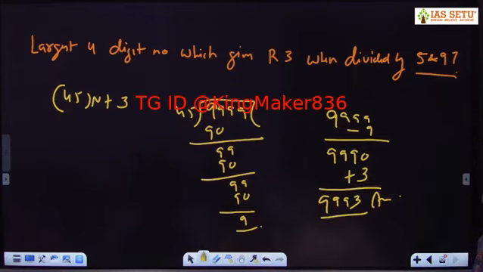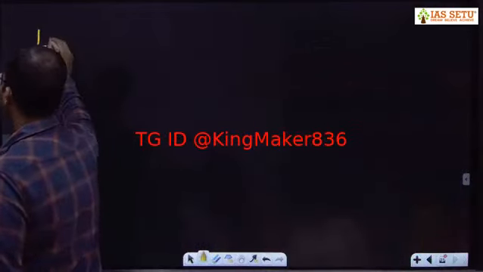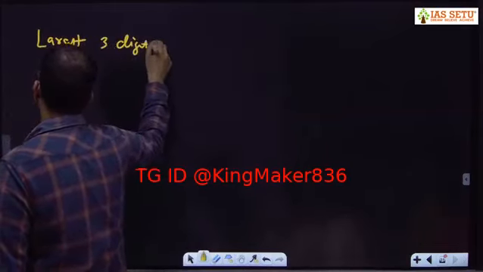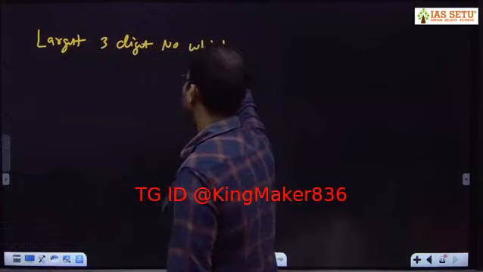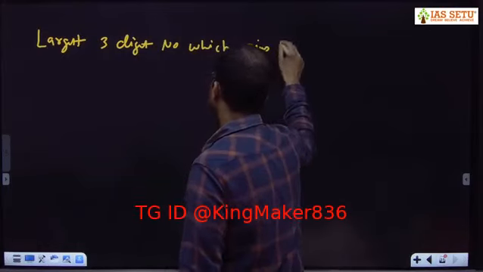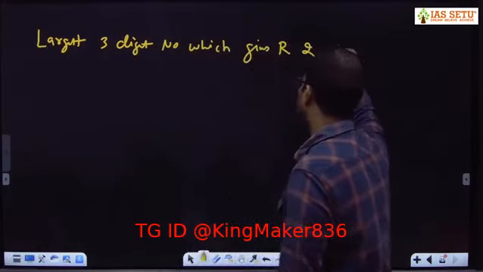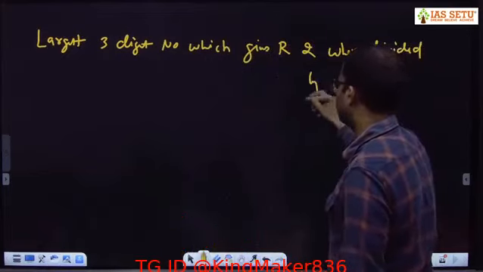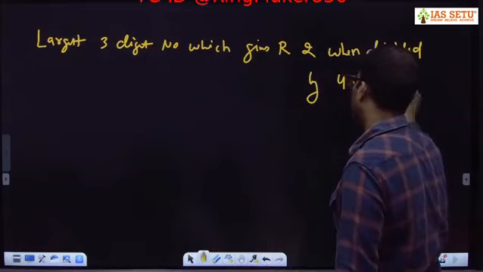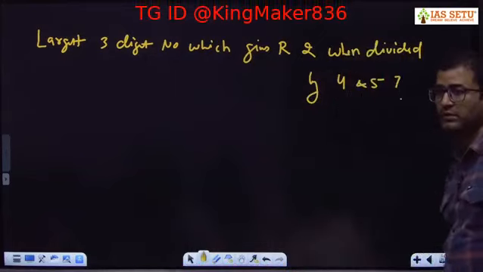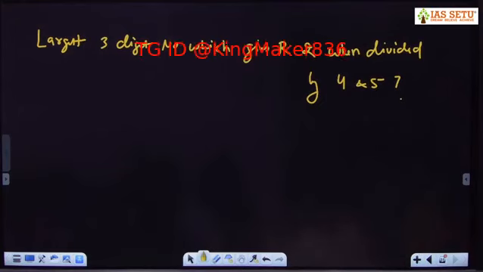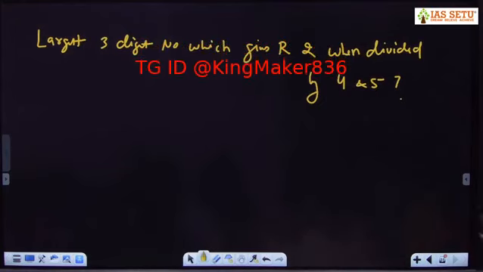Okay. Try one more question. Largest 3-digit number which gives remainder 2 when divided by 4 and 5. Largest 3-digit number which gives remainder 2 when divided by 4 and 5.